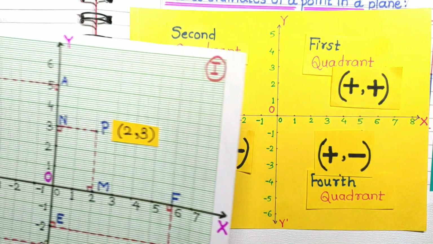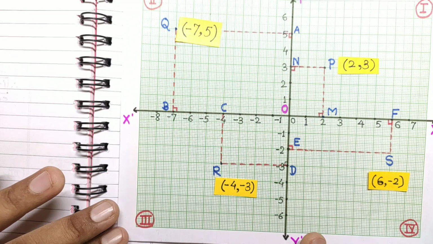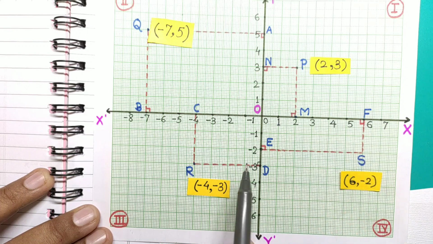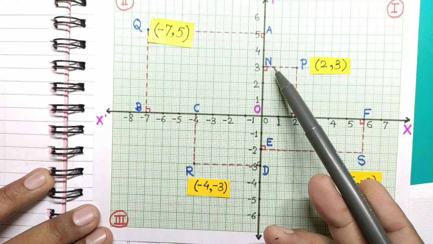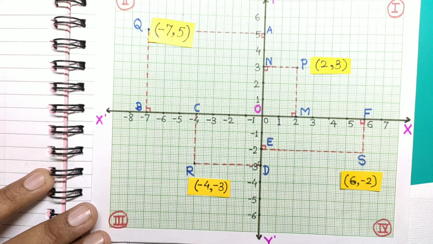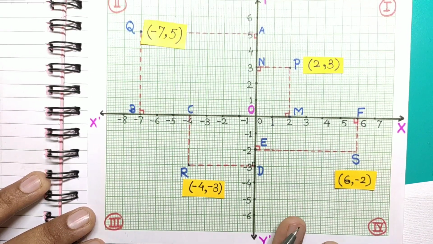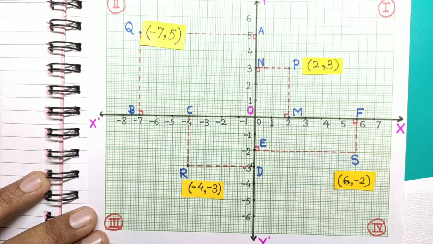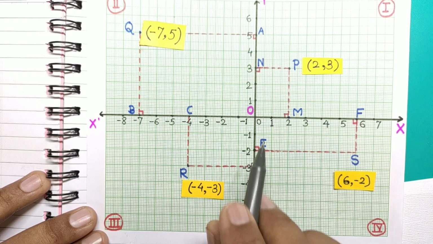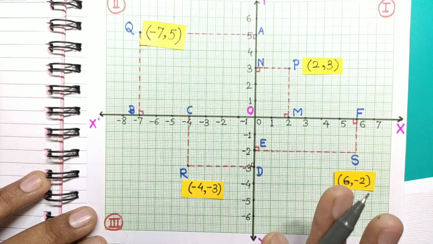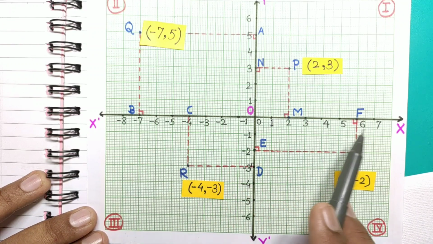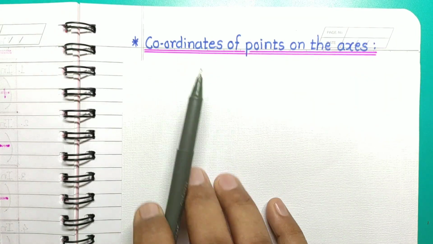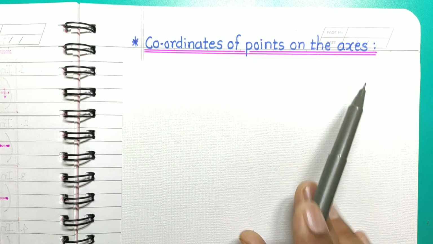Students, here also you note that the points on the x-axis are B, C, M, F, and on the y-axis the points A, N, E, D. That means the points on the axis are not included in the quadrants. You note this, points on the axis are not included in the quadrants. So we have to think about the coordinates of points on the axis. Then let's move to the concept of coordinates of points on the axis.